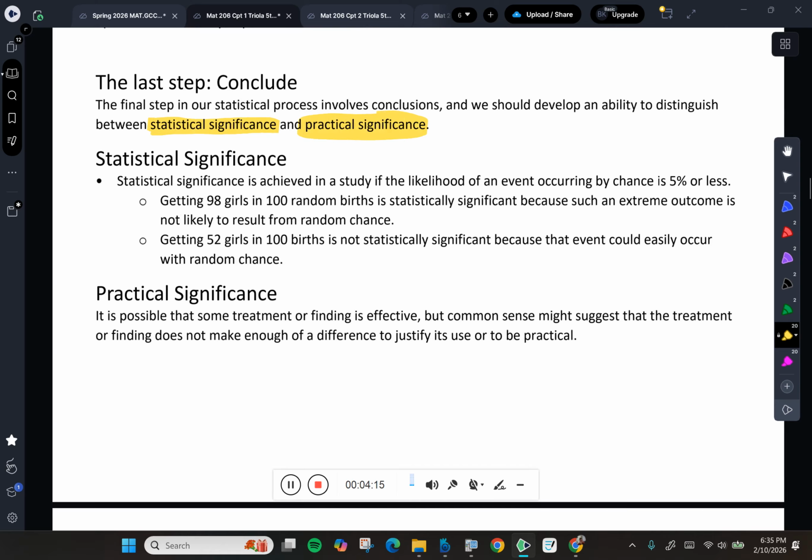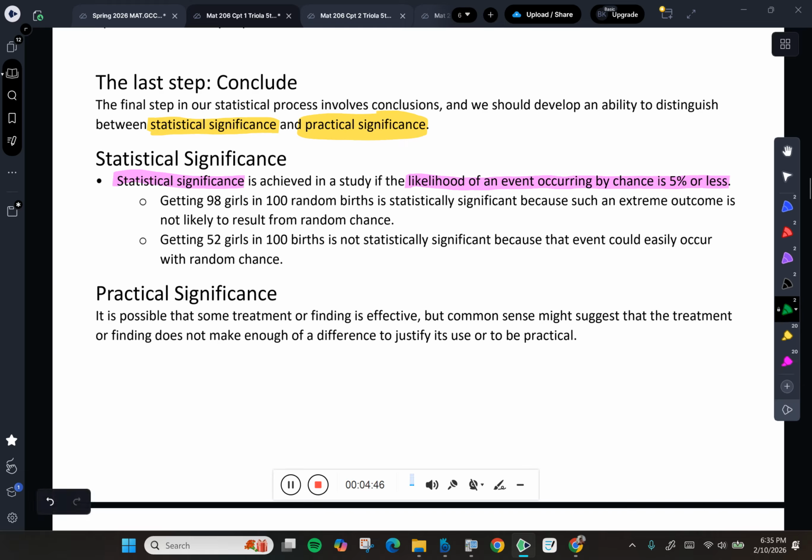Statistical significance is the idea that what we saw shouldn't happen by chance, right? So statistically significant, I want a highlighter. Statistically significant is when the likelihood of an event occurring by chance is 5% or less, meaning that chance didn't make this happen, something else did.